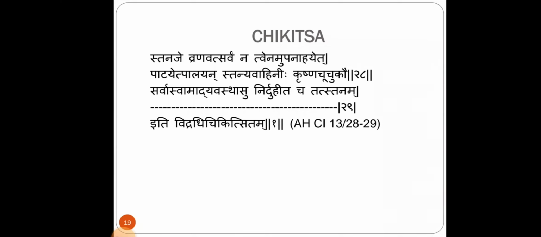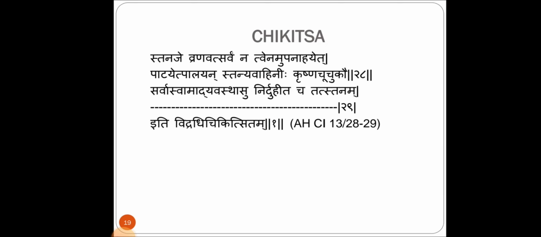And for Pakva avastha we know, of course, it is the Bhedana that has to be done. And the procedure here also is told: saving the Dugdhavahini, that is the lactiferous ducts, and the Krishna Chuchuka, the areola and nipple, Chedana, here it is like the incision. Incision should be given, and then the accumulated pus has to be drained.